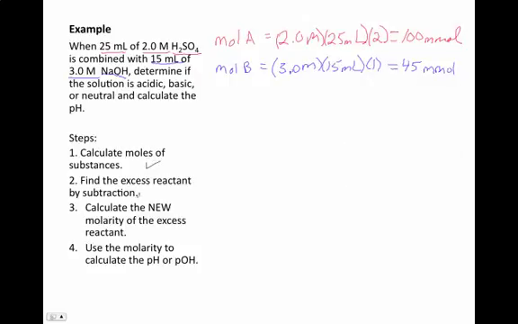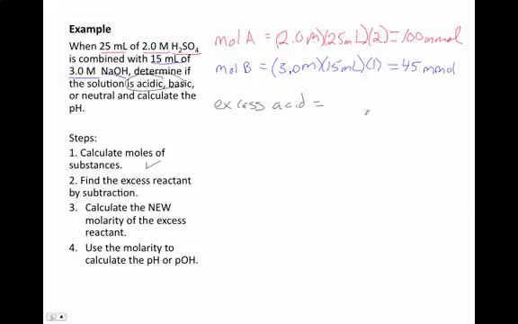Now we need to find the excess reactant. Because we know that the hydrogens and the hydroxides react in a 1-to-1 mole ratio in order to form water and our salt, we can just tell by knowing our millimoles what is our excess reactant. It's obvious, it's the one that has more. So in this case, our acid is our excess reactant. So we'll have excess acid, which means that our solution is going to be acidic.